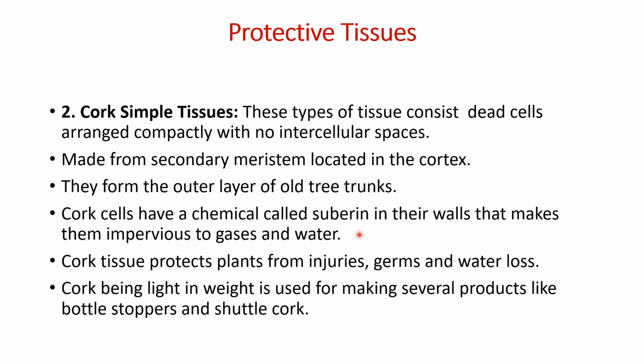The cork cells have a chemical. Now which type of chemical do they have? So it is suberin, this chemical called suberin is present in their walls, okay, which makes them impervious to gases and water, right? So cork tissue protects plants from injuries, germs and water loss. Cork, being light in weight, is used for making several products like bottle stoppers and shuttlecocks, right? So we have already discussed these points.